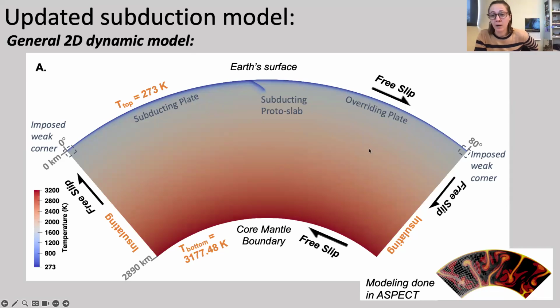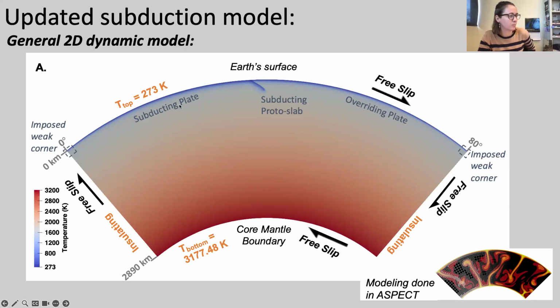Important things to note are my boundary conditions. Nothing can enter or leave the domain. This is a closed box. I have free slip boundary conditions for my velocity conditions, and it's also important to note that I'm not prescribing any velocities for the plates at the surface.